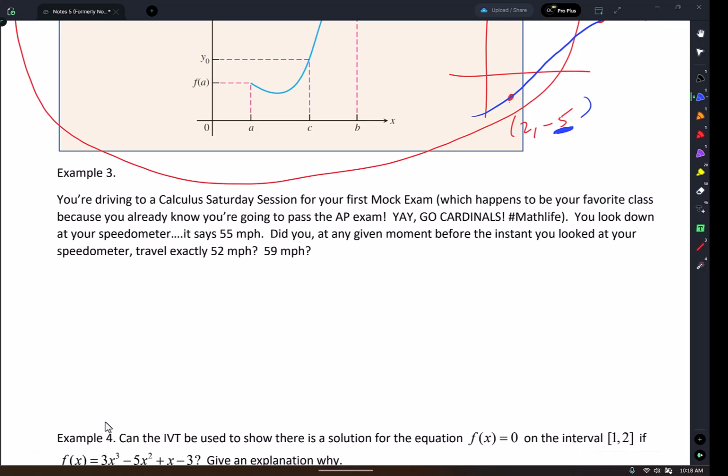You're driving to a calculus Saturday session for your first mock exam, which has to be your favorite class because you already know you're going to pass the AP exam. Yay, go Cardinals, math life. Yeah. I believe that statement, guys.